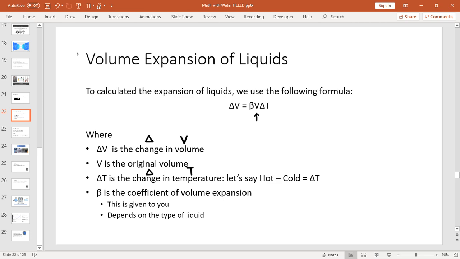And for our sake, it's always the difference between hot and cold. So you're always going to take your high temperature and subtract your cold temperature. Don't do it the other way and get a negative and then be like, well, this represents expansion or contraction. That does work, but it can be confusing. So just make a positive number and off you go.